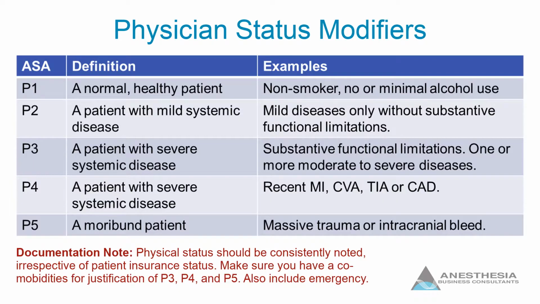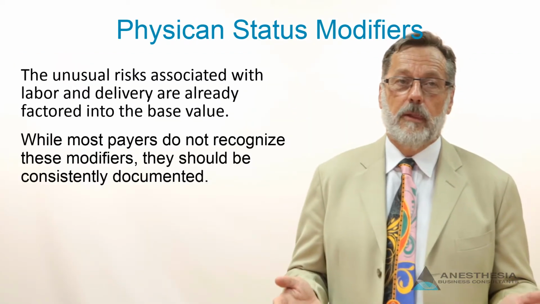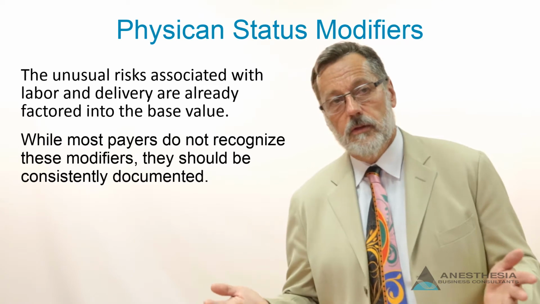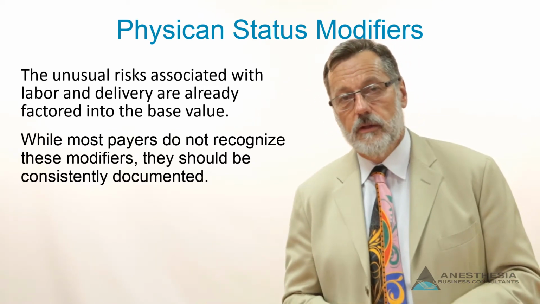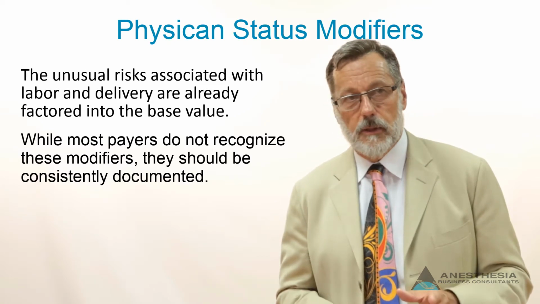The anesthesia base value may be modified based on unusual patient or operative factors. Typically, these include the physical status of the patient, age, and whether the case was performed under emergency circumstances where a delay in treatment would risk life or limb. As an example, labors are typically not listed as emergencies. The unusual risks associated with labor and delivery are already factored into the base value. While most payers do not recognize these modifiers, they should be consistently documented.